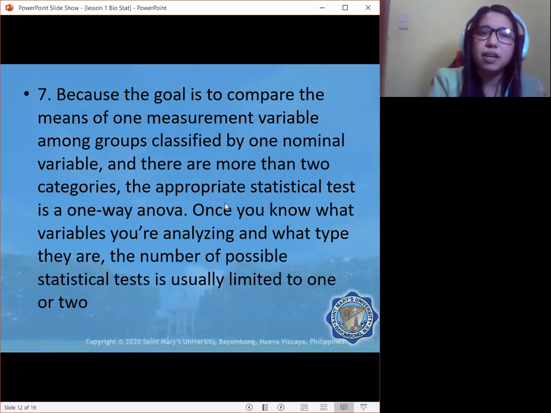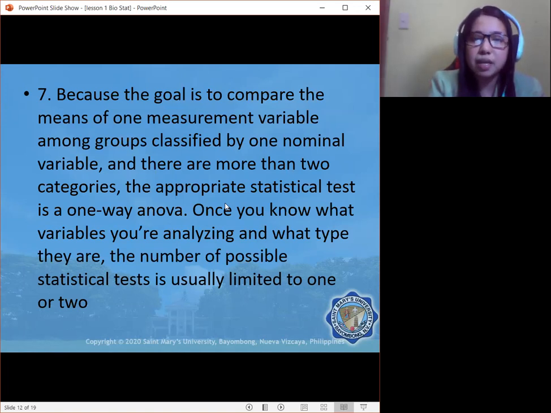Number 7: because the goal is to compare the means of one measurement variable among groups classified by one nominal variable, and there are more than two categories, the appropriate statistical test is one-way ANOVA. Once you know what variables you are analyzing and what type they are, the number of possible statistical tests is usually limited to 1 or 2.